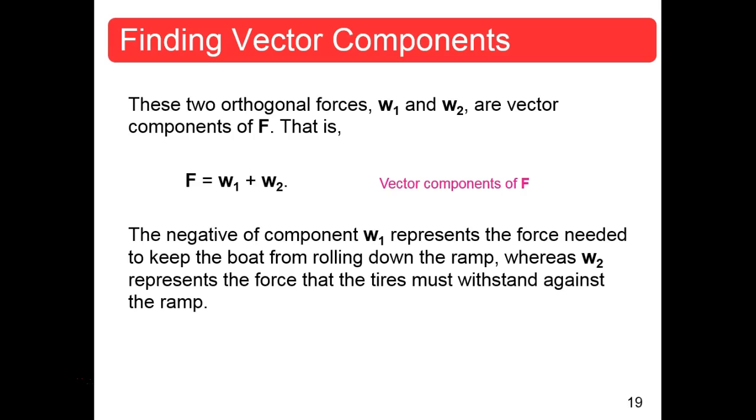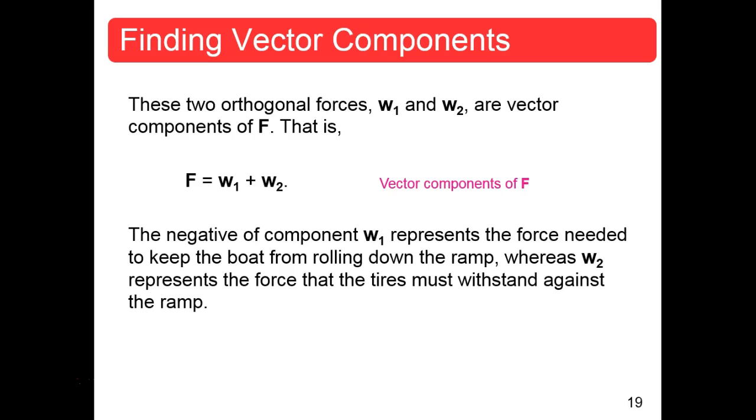That is, you can break F into W1 and W2, and frankly, I like to call that W parallel and W perpendicular. But that's just my preference, okay? The negative of component W1, which is usually down the ramp, represents the force needed to keep the boat from rolling down the ramp. That's the tension force you have to be pulling up with.